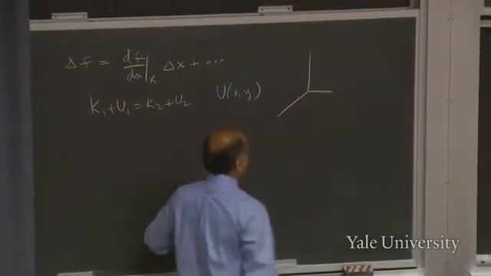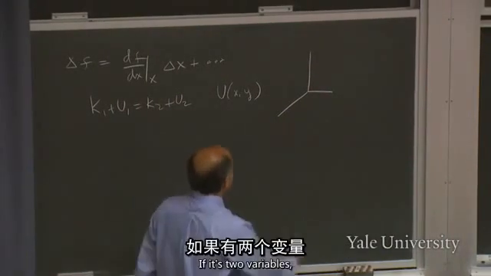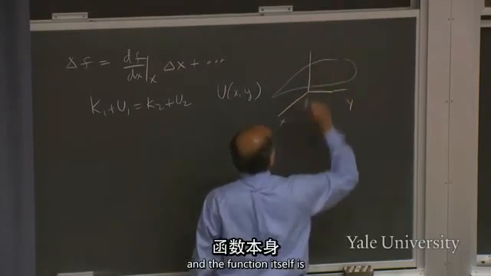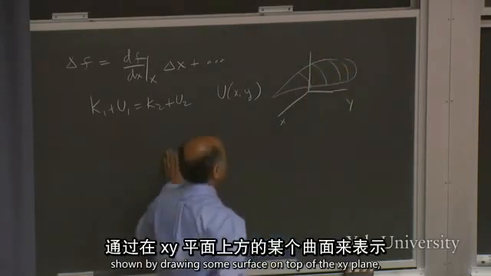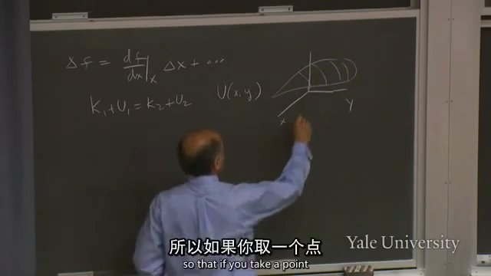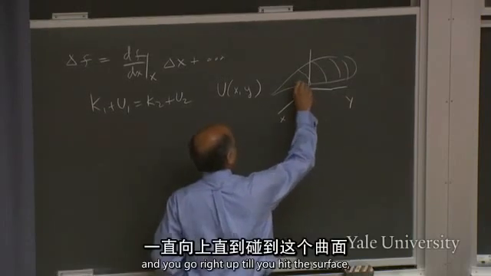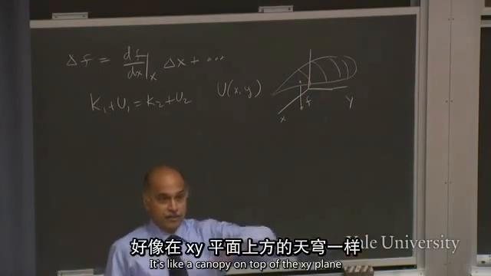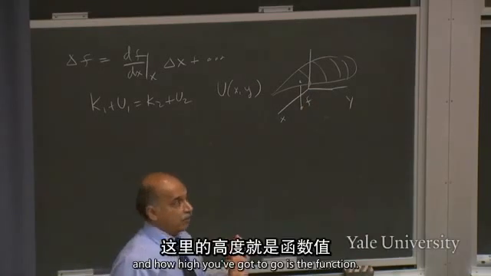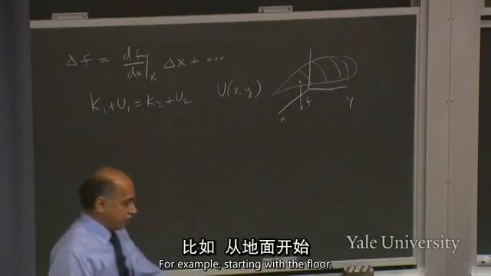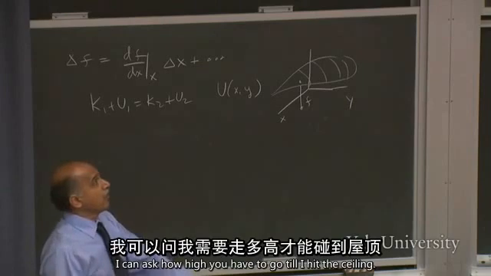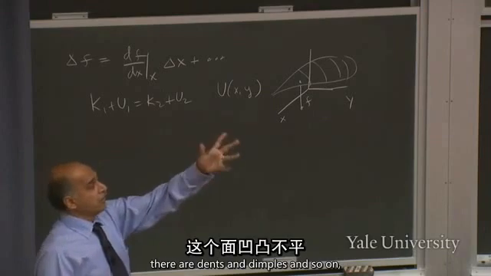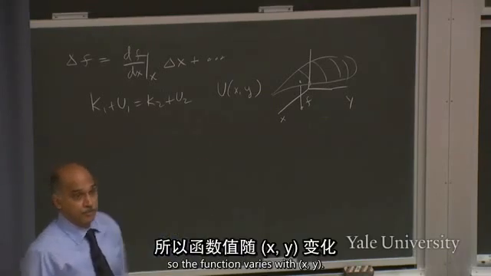For a function of 1 variable, you plot x this way and the function along y. If it's 2 variables, you plot x here and y here, and the function itself is shown by drawing some surface on top of the xy plane, so that if you take a point and you go right up till you hit the surface, that's the value of the function at that point xy. It's like a canopy on top of the xy plane, and how high you've got to go is the function. For example, starting with the floor, I can ask how high do I have to go till I hit the ceiling. That function varies. There are dents and dimples and so on, so the function varies with xy.